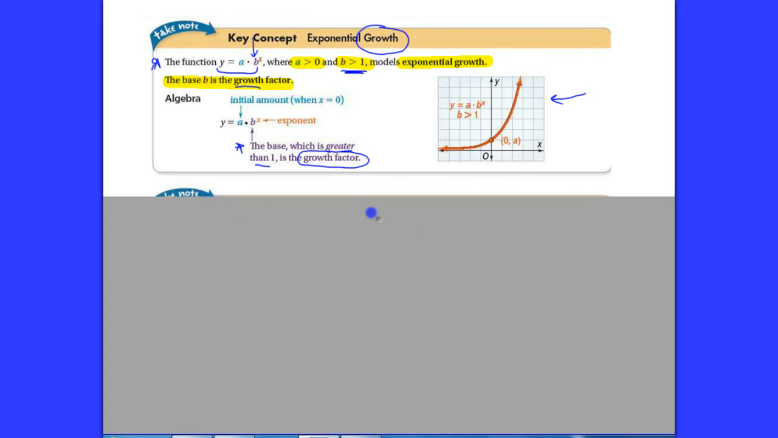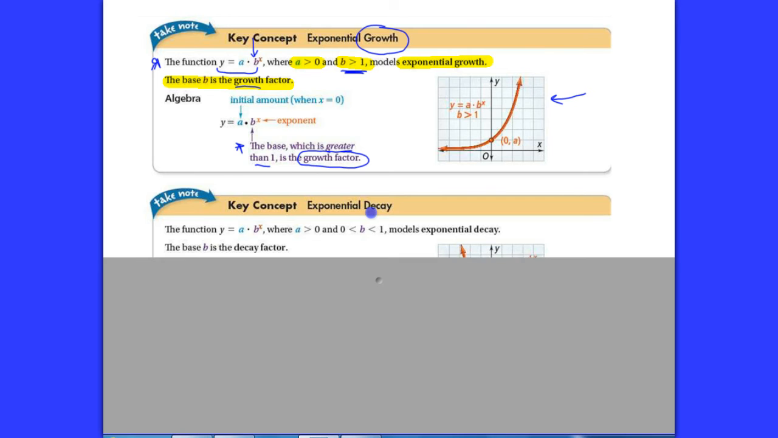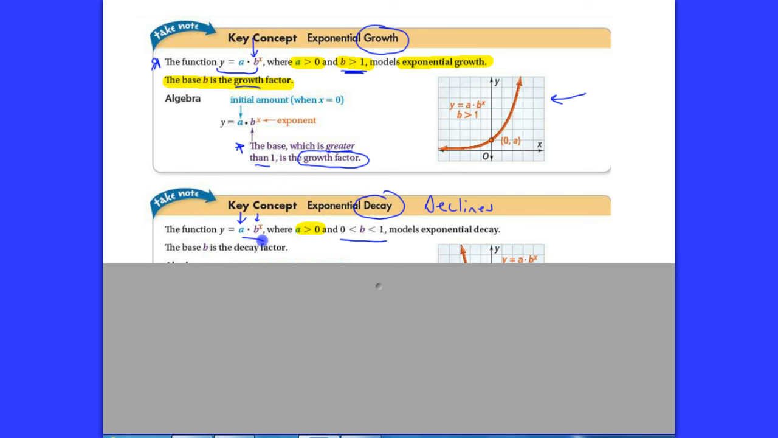Okay, if we have a value where that is decay, okay, that means that it declines over time. It declines. All right, notice the difference here. a, this number right here, this a value, is greater than 0. But right here, 0 is less than b is less than 1. So in other words, b is between 0 and 1. When b is between 0 and 1, we have a decay factor.